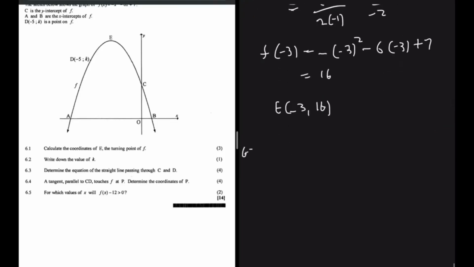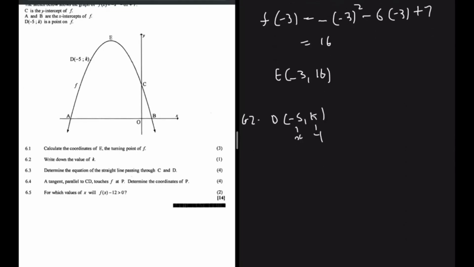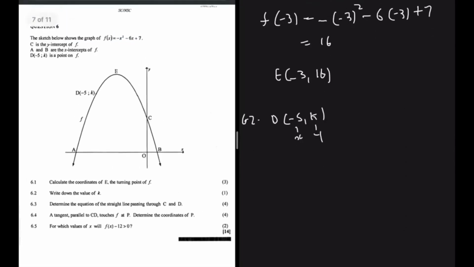And then 6.2 says determine the value of K. K is the y value of D, right? Because D is minus 5 and K, this is our x, this is our y. So we're gonna substitute minus 5 into f of x. So we're gonna have f of minus 5 is equal to minus 5 squared minus 6 multiplied by minus 5 plus 7, and we are expecting that value of K to be less than 16, maybe around 15 or 14, because it's just slightly below E.